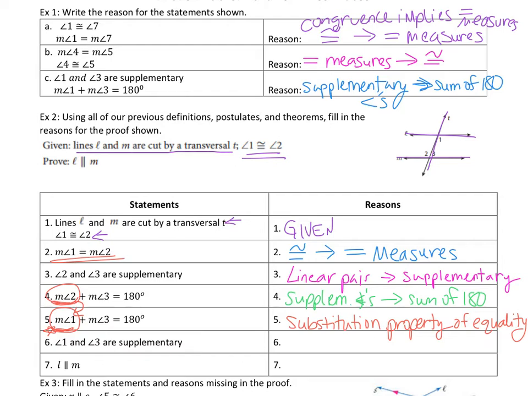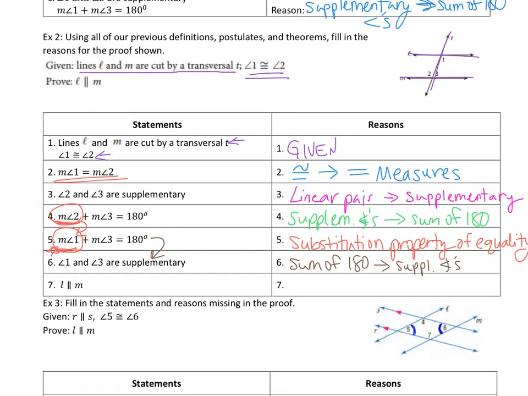But now that we've seen that angle 1 and 3 are equal to 180 degrees, it's kind of the converse of this. So if we know first that the sum is 180 degrees, and now because we know that, we can say that the two angles are going to be supplementary. So we're going to write the converse of this: the sum of 180 first, and then that implies that the angles are supplementary to each other.